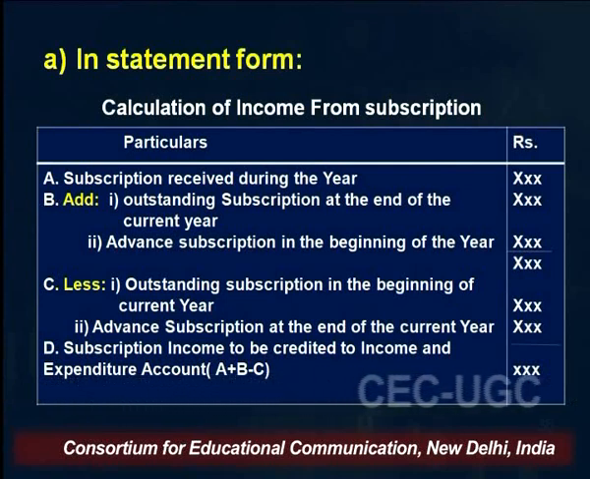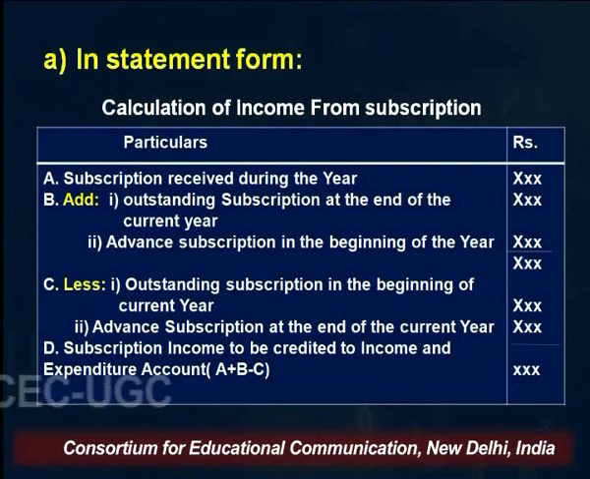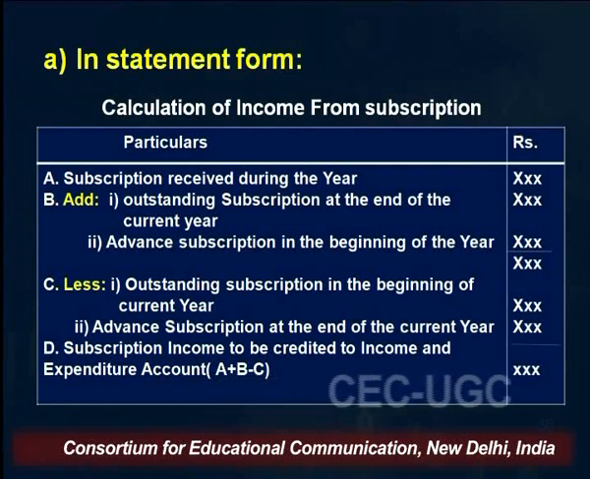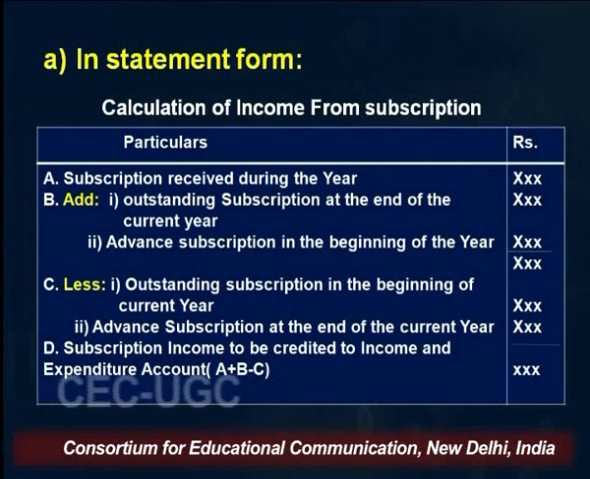The items which are to be deducted are, first, outstanding subscription in the beginning of the current year. That means the subscription which is of the previous year but received this year. Since this income is not related to the current year, it has to be deducted. Then the advance subscription at the end of the current year, the subscription which is received in the current year, but this income is not related to the current year.